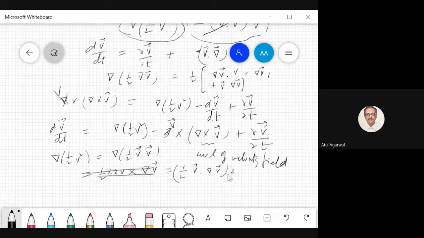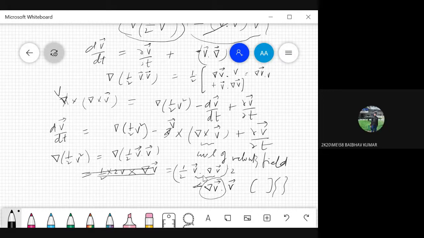So I'm getting gradient of V dot V. It's a dot product, so it is better written like gradient of V dot V, because it's a matrix product. This is a tensor of order 2. So this has to multiply with a vector. Only then you will get a vector. Is it all right?